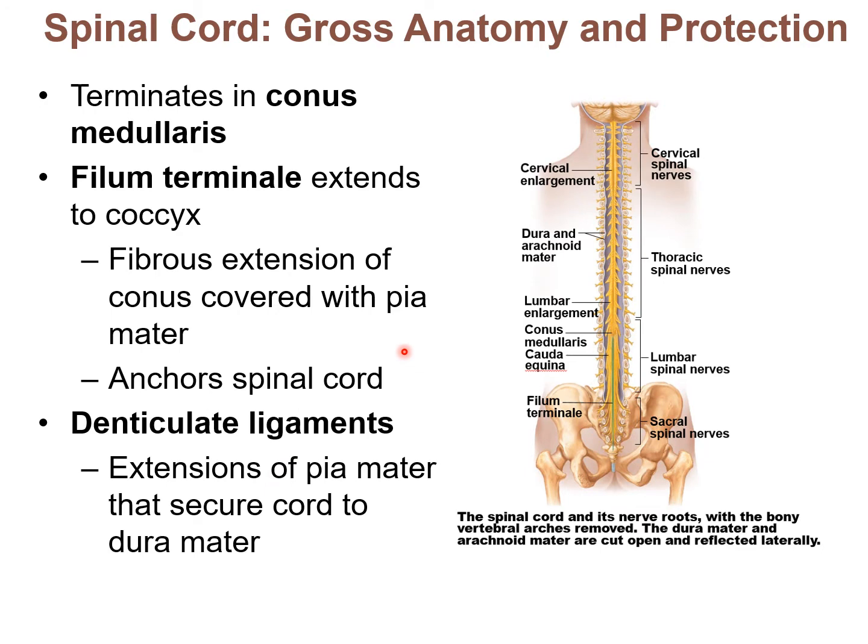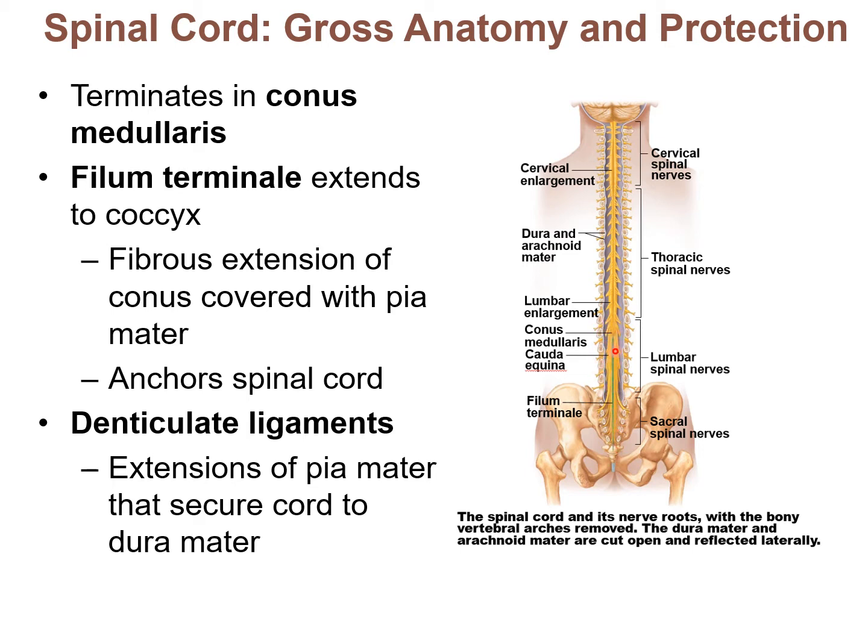All right, a couple good labels here. This conus medullaris that you see right there is this little cone area, which is the termination of the spinal cord. So that's the inferior tip at L1 or L2 of the spinal cord. We call that conus medullaris, and then it's anchored down to the coccyx.